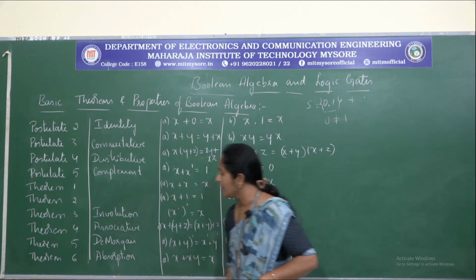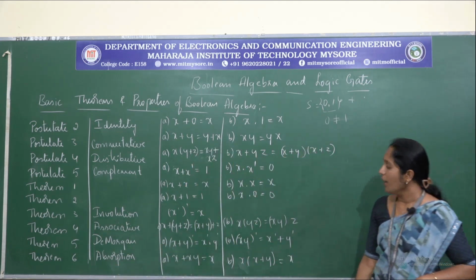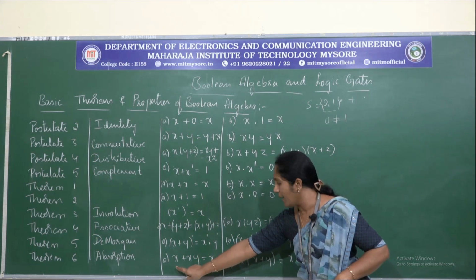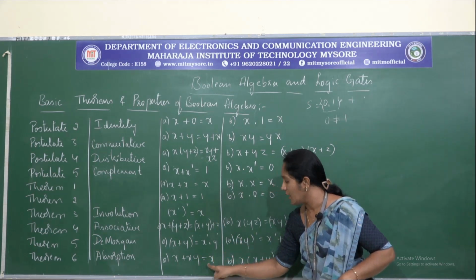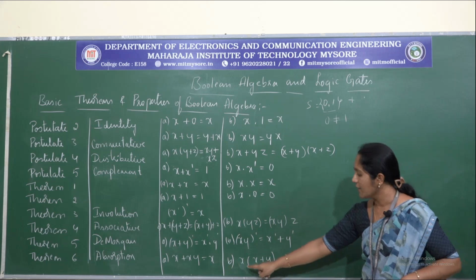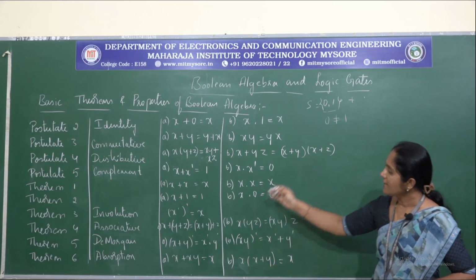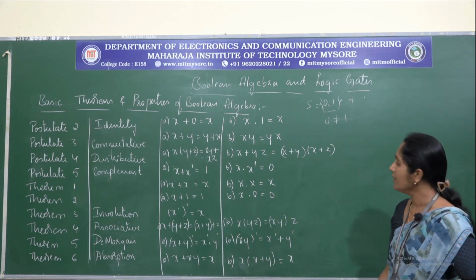Next is the sixth theorem, which is called absorption, and it is given by x plus xy is equal to x. The other version is x into (x plus y) is equal to x. Now let us see the proof for these theorems.